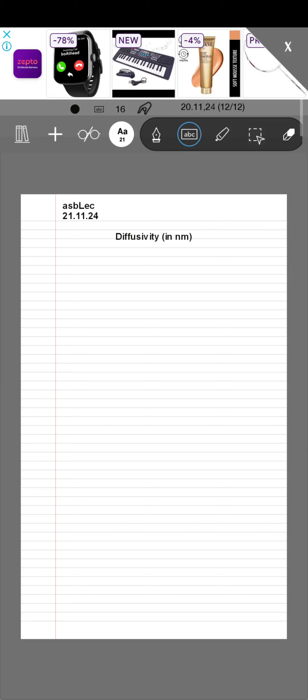Hello students, so today's topic of discussion is diffusivity in nanomaterials. Now the word diffusivity is actually the quantitative representation of the phenomena of diffusion. Diffusion is the process where there is a flow of an entity from a higher concentration to a lower concentration.